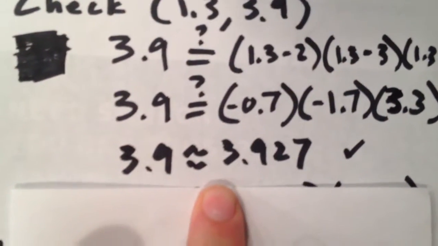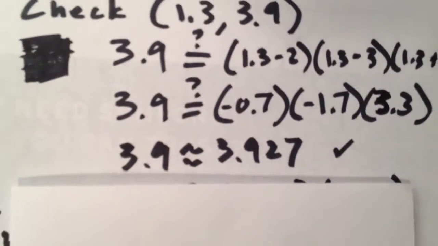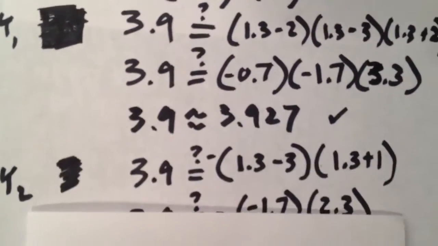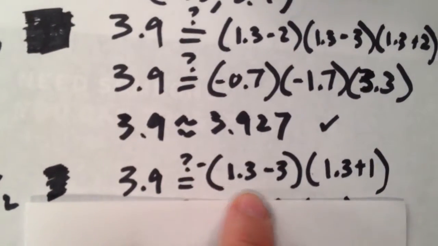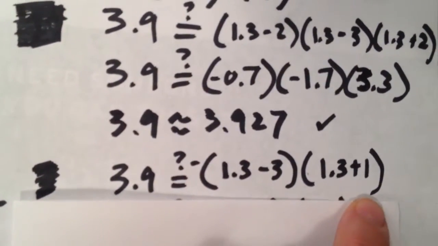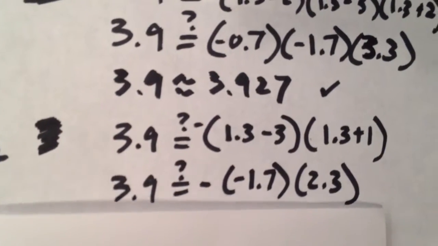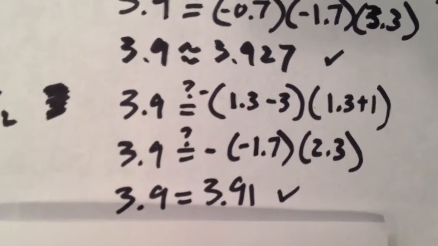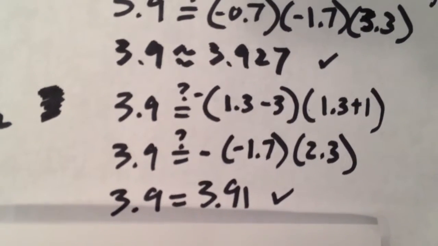So that just checks it in one equation. It could certainly be right in one equation and wrong in the other. So I need to check it in the other equation. The other equation was y equals negative x minus 3 and x times x plus 1. So I plug that in, and I simplify that a little bit. And so ultimately that also comes out to about 3.9. So that seems like it checks.